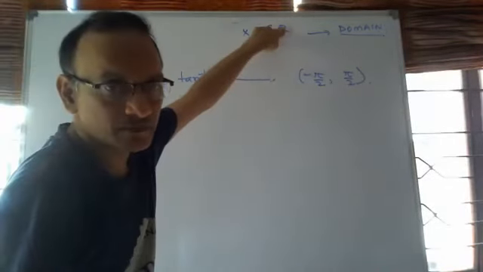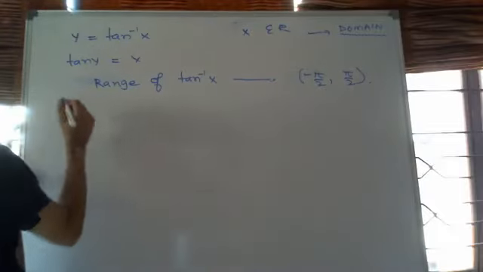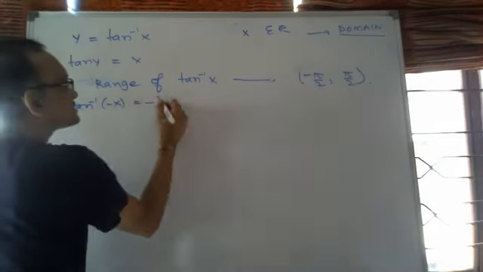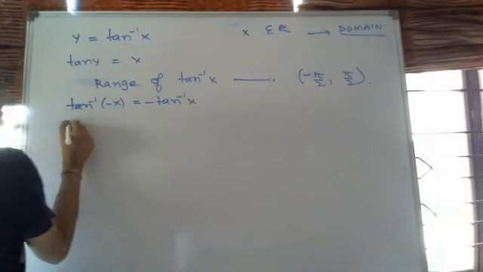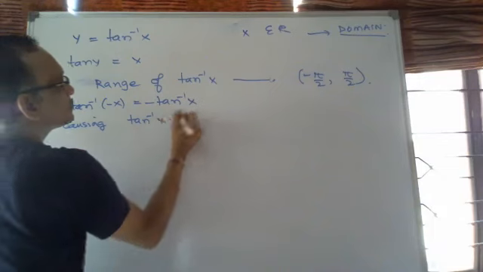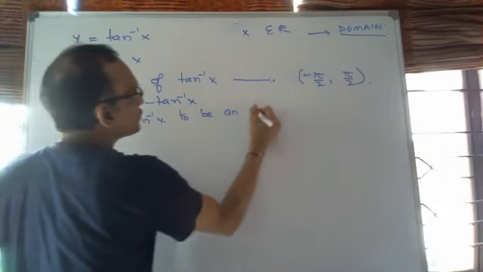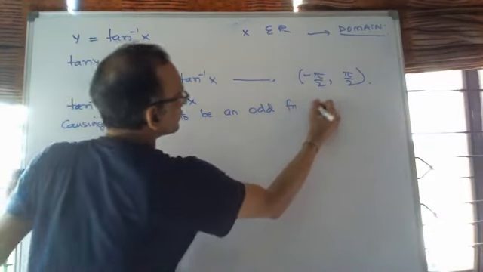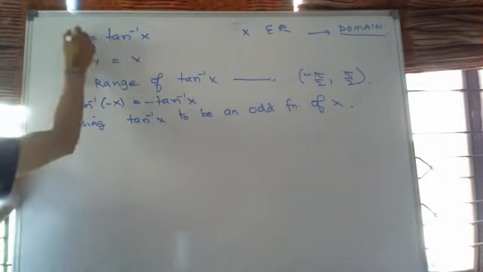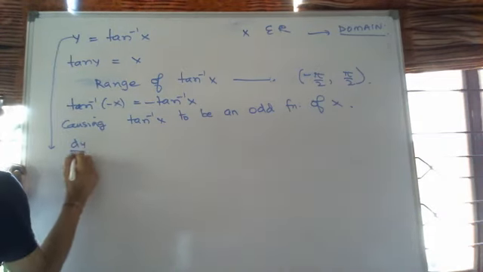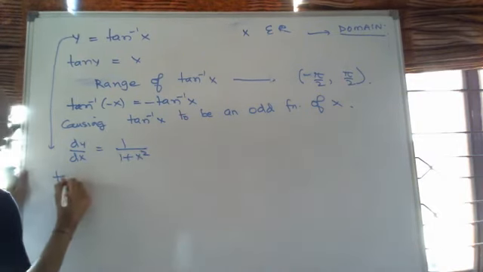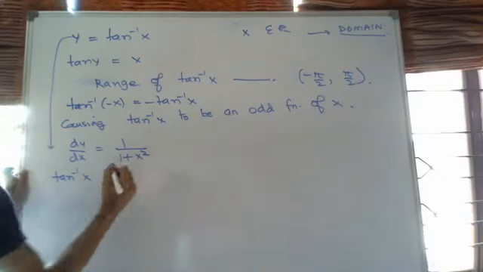Domain is real numbers. Also, let me tell you that tan inverse minus x will be minus tan inverse x, causing tan inverse x to be an odd function of x, right? Now, if I differentiate tan inverse x, I get 1/(1 plus x squared). That means tan inverse x must be an increasing function of x.